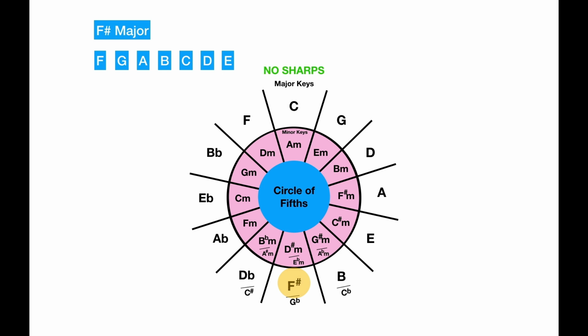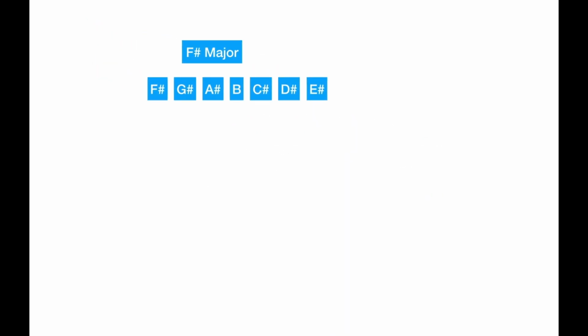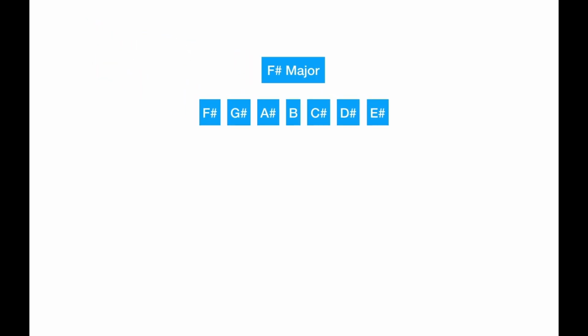Well, we know the C has no sharps and we know it moves around the circle in a clockwise direction, adding a sharp as it goes. If we get all the way around to the F sharp, you can see there are 6 sharps in this scale. Now we know that the order of sharps starts on an F and moves clockwise. We know we need 6 sharps, so these first 6 sharps are F, C, G, D, A and E. So therefore the notes of an F sharp major scale will be F sharp, G sharp, A sharp, B, C sharp, D sharp and E sharp.